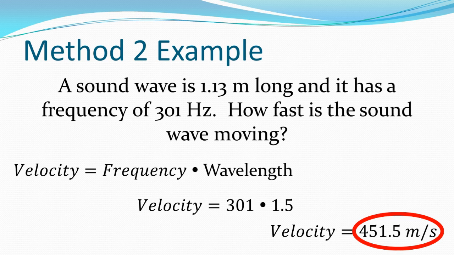I chose the formula based on the information. I knew I had frequency and wavelength. I have a formula that uses frequency and wavelength. I substituted in the given information and then I just plug and chug. Always ask if your answer is reasonable or not. A small ripple in a pool is probably going to be moving a lot slower than a sound wave.